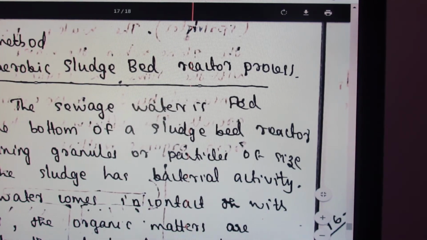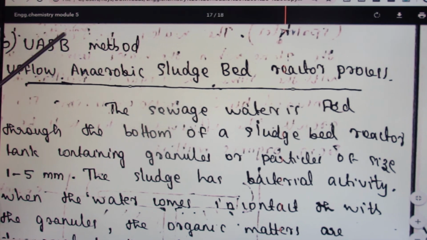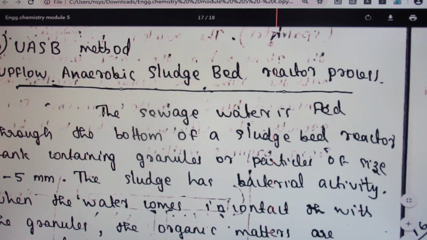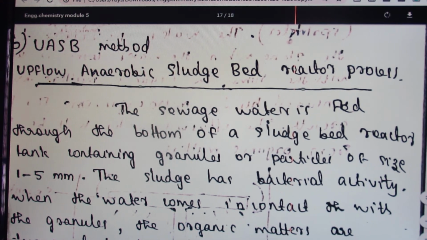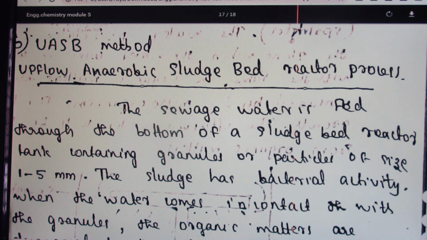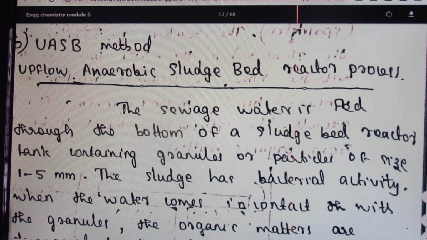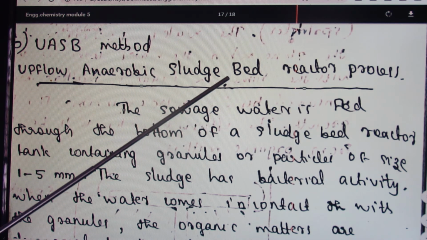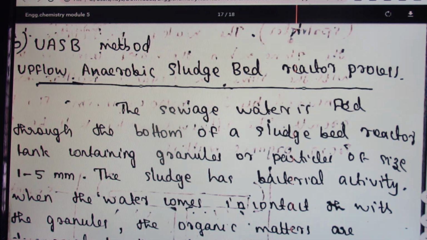It is called the UASB process, the UASB method. So the secondary treatment can be carried out either under aerobic conditions, known as aerobic filtration or the trickling method, or with the help of anaerobic microorganisms. In such cases, the method is called the UASB method, that means the upflow anaerobic sludge bed reactor process.